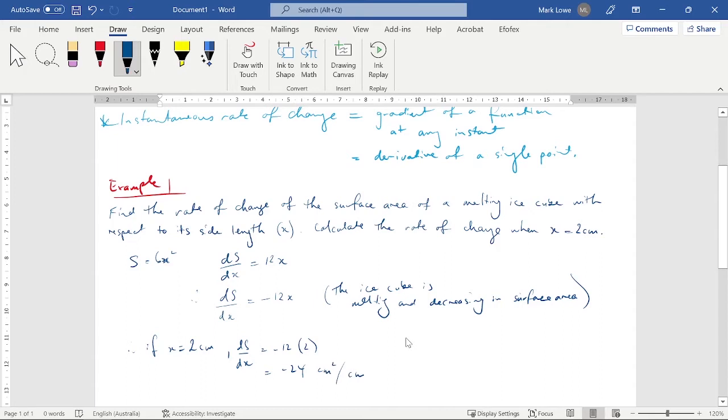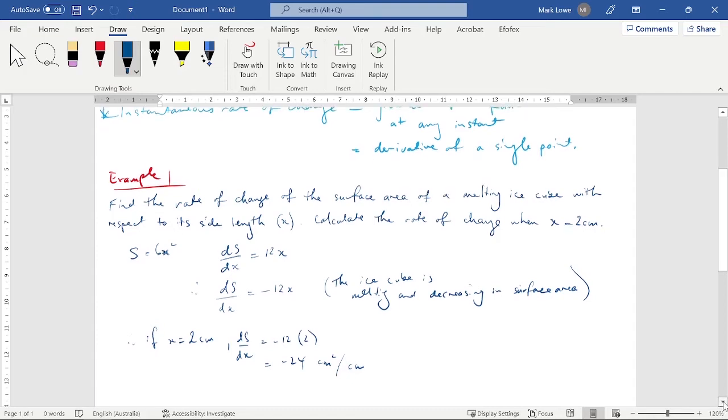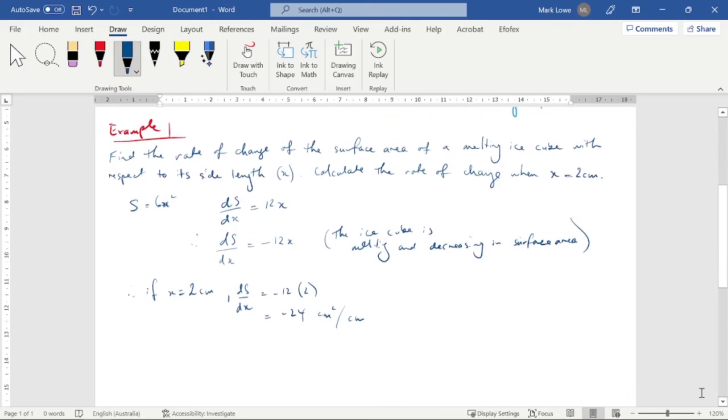Interpreting this, it's saying that for every centimetre of reduction in its side length, the area is reducing by 24 centimetres squared, but at that particular instant in time, when it is 2 centimetres side length. If you put a different side length in there, the rate of change will be slightly different. It's not exactly the same. So it's worthwhile trying to think about what it actually means in the context of the problem.